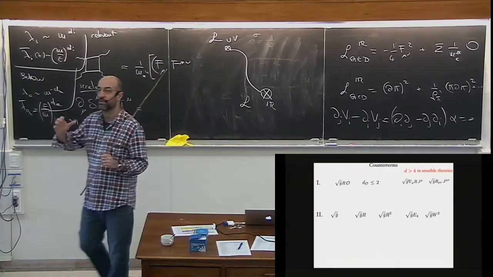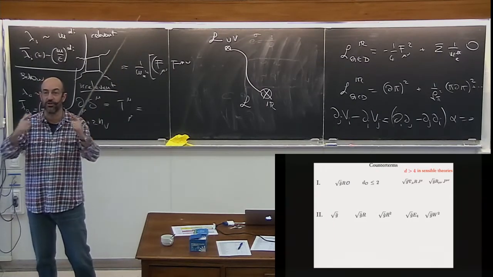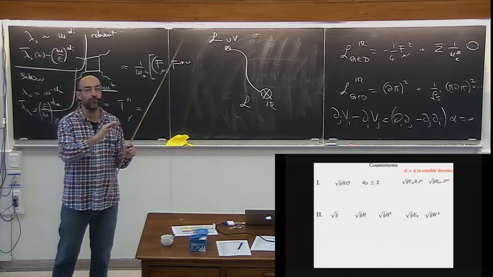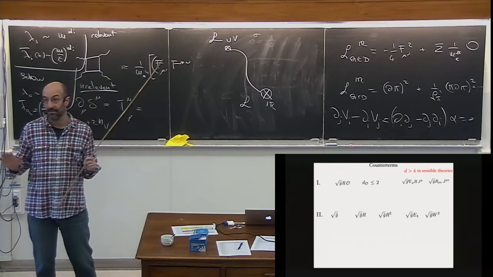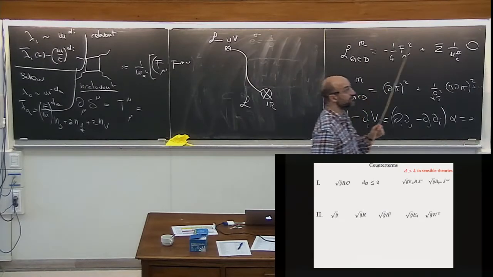What I'm doing this because I want to show in the end that I can compute certain correlators for this external dilaton field that do not depend at all on the regularization, okay? They only depend on the anomaly. And let me tell you how it goes.